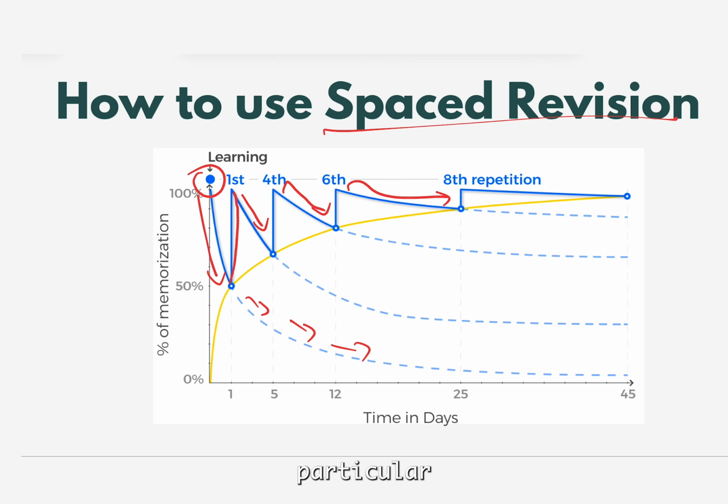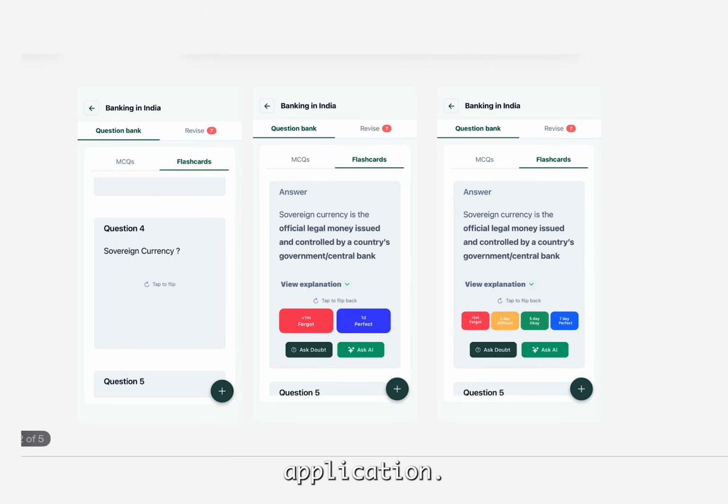But there is a particular formula on how you must revise, and that is given by spaced revision. It's next day, after 4 days, after 7 days, and so on. Now, this exact interval between two different repetitions, the optimized revision, is given by the application. And here's how it works.